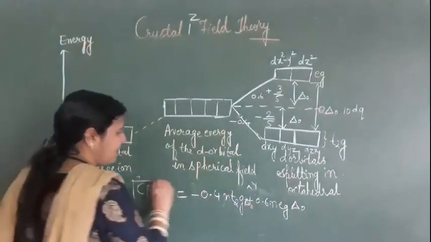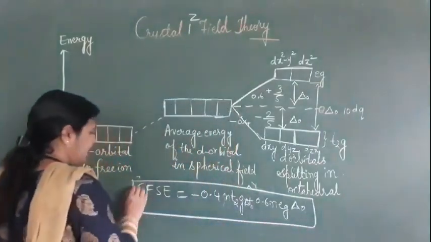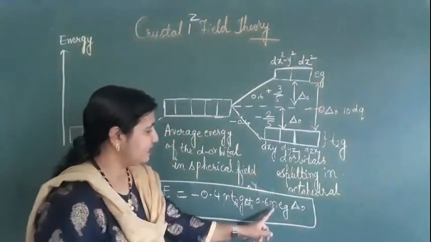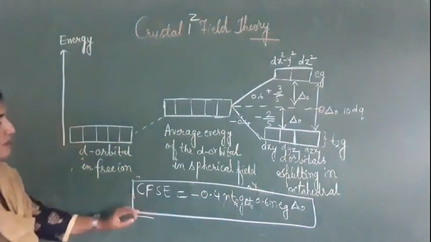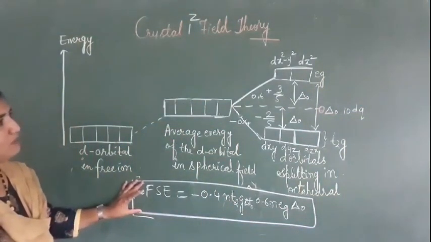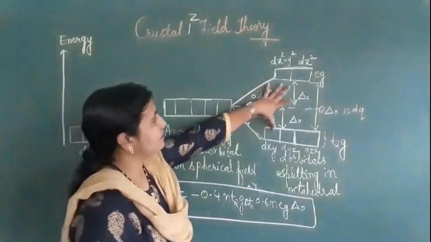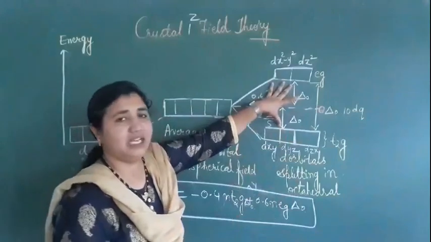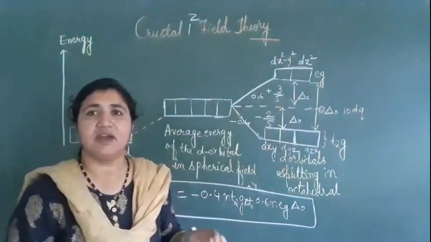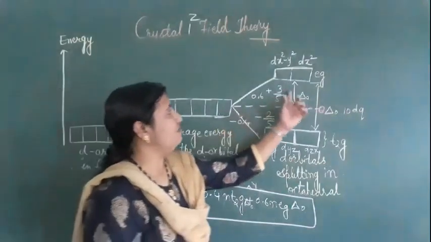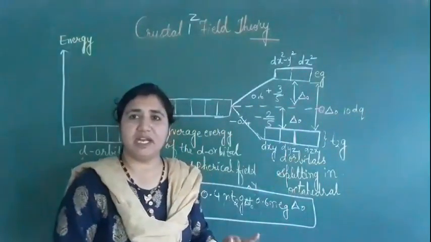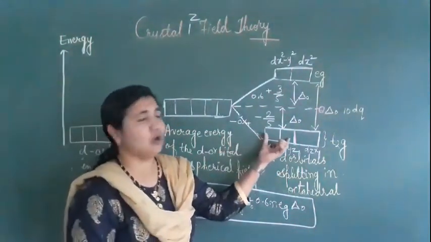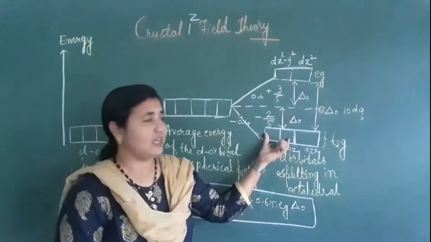This is the formula for finding the crystal field stabilization energy: minus 0.4 delta O for T2G plus 0.6 delta O for Eg. By using this formula we can solve the problems. The magnitude of the crystal field splitting depends on 4 factors. First, whether this splitting will be more or less, and in that case, how the electrons are going to fill up in these orbitals, that we are going to see.